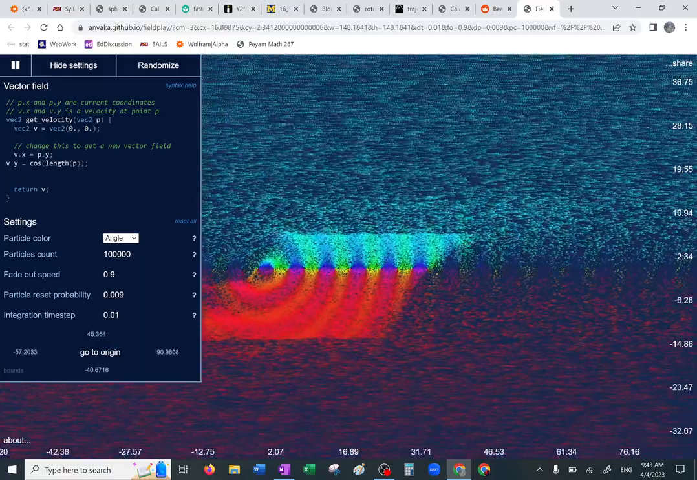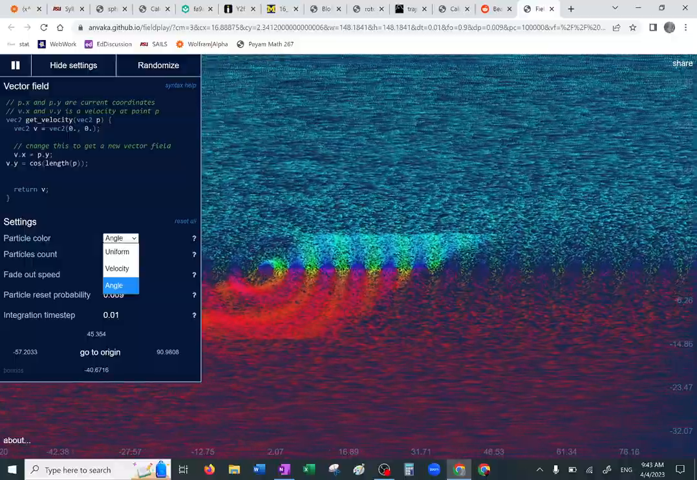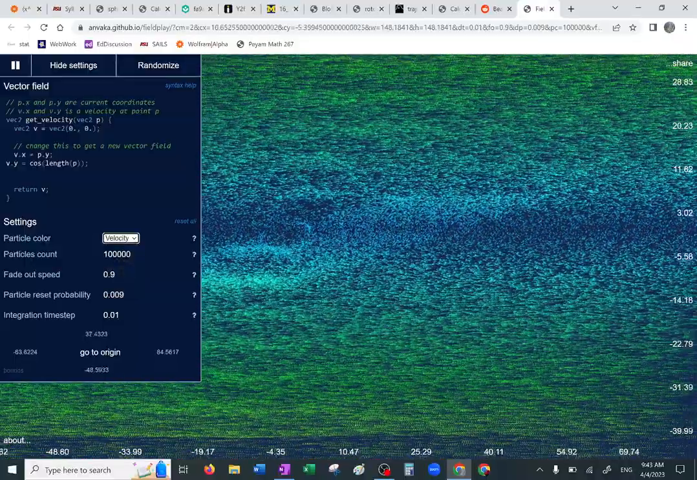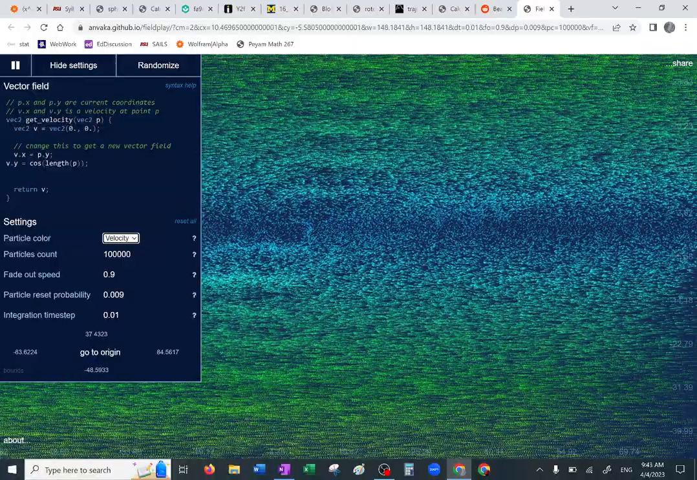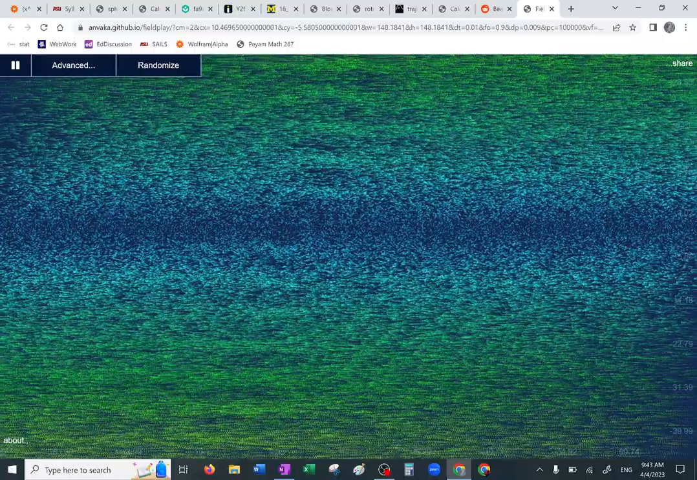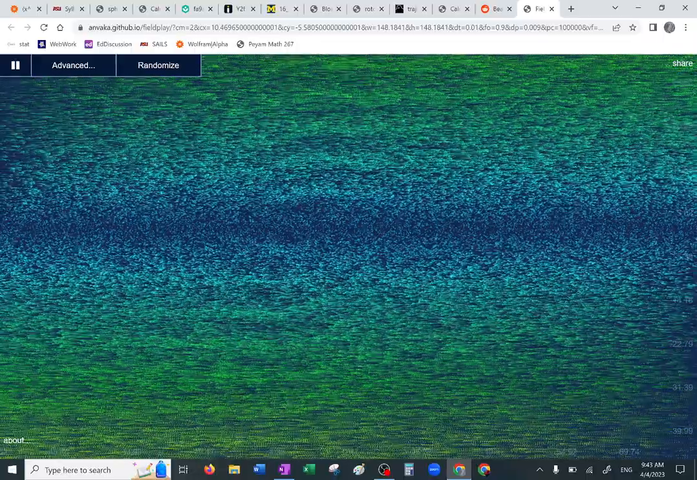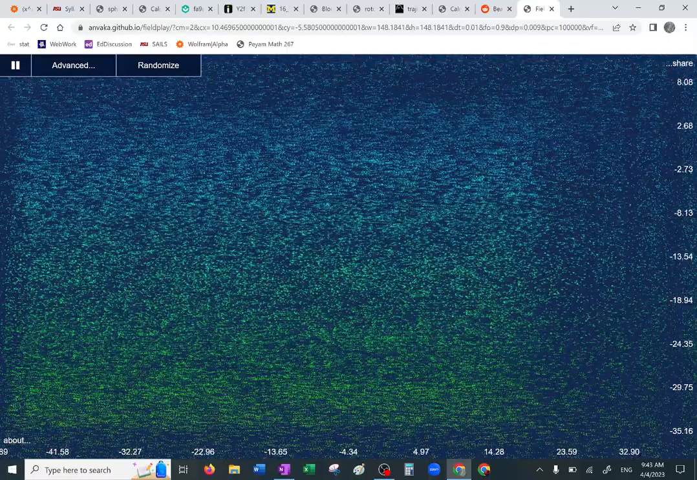How cool is that? I can change what color is doing. If I want to know the speed, I just choose velocity. Hide. Then this gives me the speed. Whatever is faster is in light green, but slower in blue. And I see that. That makes sense. Look at that. How cool is that?